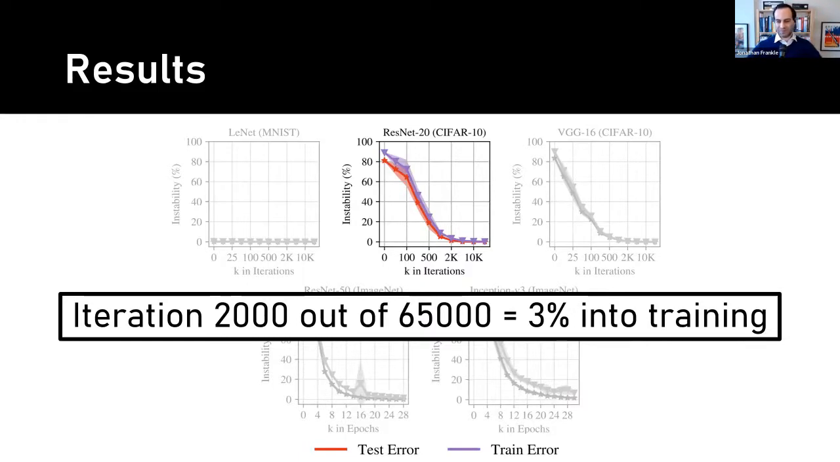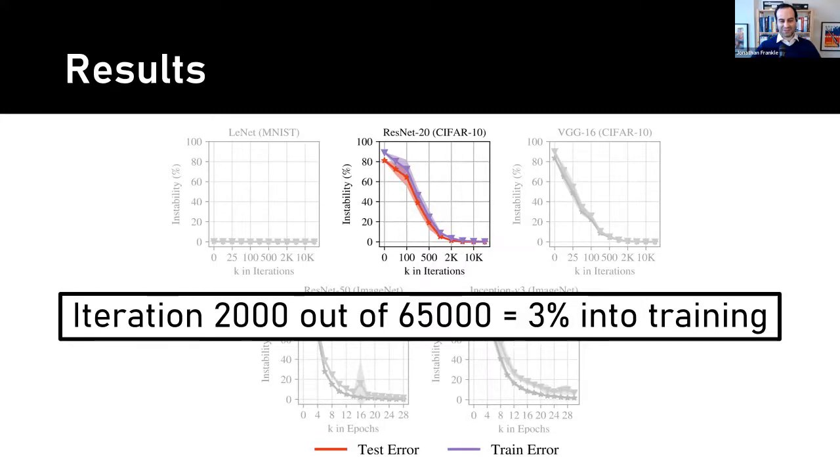And I'm only showing you the first 10,000 iterations of training out of 65,000 here. I'm zoomed in on the very beginning of training, and this is a logarithmic axis. We reach linear mode connectivity. If we split at iteration 2000, we'll find the same convex region regardless of the data order, regardless of the SGD noise from this perspective, which I find really remarkable because it's only 3% of the way into training. After 3% of the way into training, the outcome of optimization is determined, at least up to linear mode connectivity. That to me was a little bit surprising.